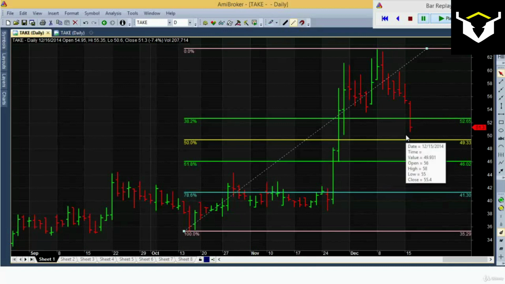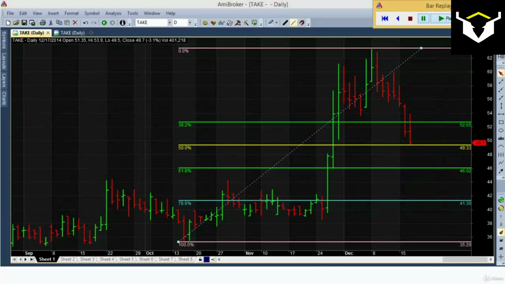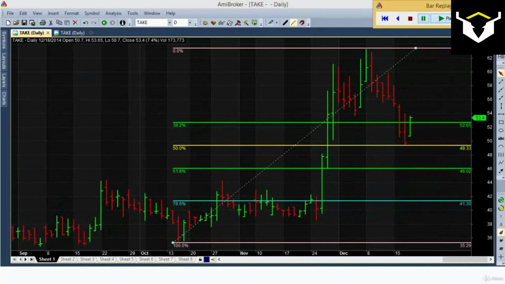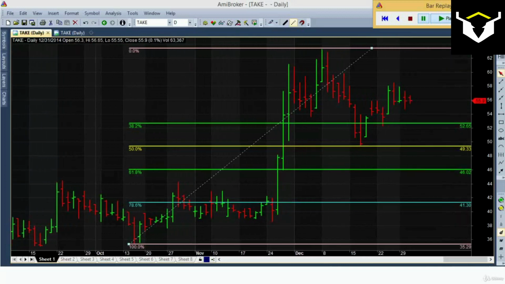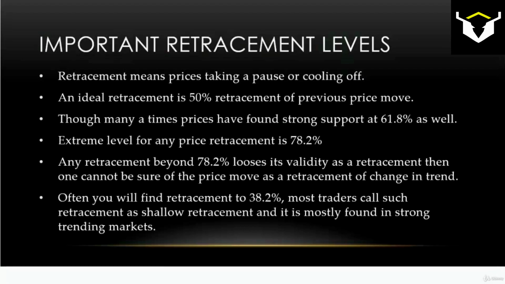Let's add some bars and see what happens next. Prices touch 50. You can see prices have reversed the next day, thus indicating that prices have found support at the 50% zone. Let's add some bars and you can see prices indeed found support at 50% levels. So prices always tend to find support or resistance at important retracement levels like 50%, 61.8%, 78.2% and sometimes 38.2% as well.